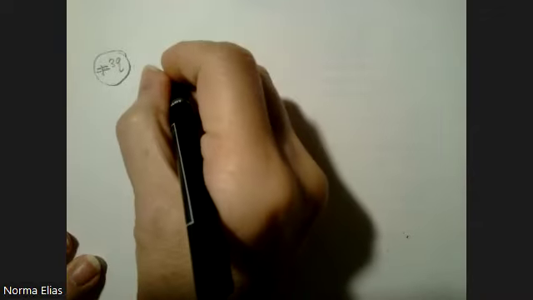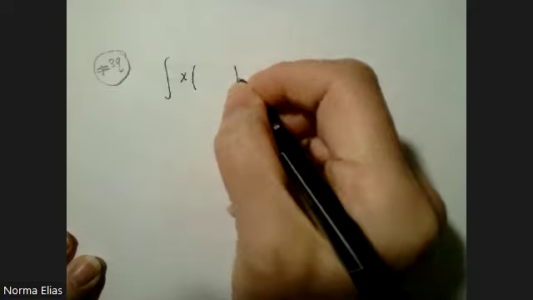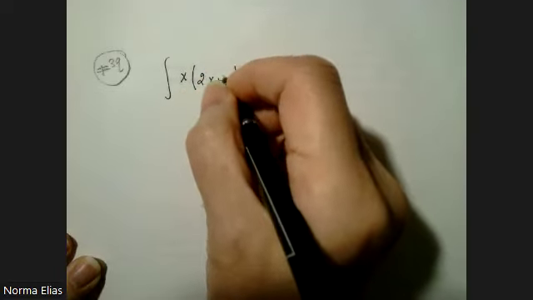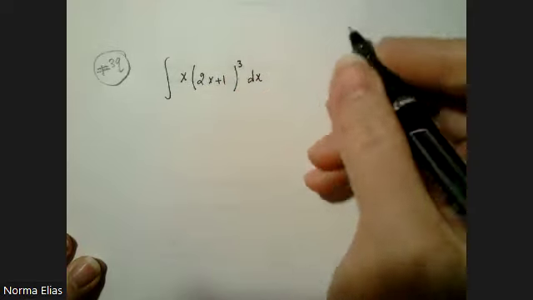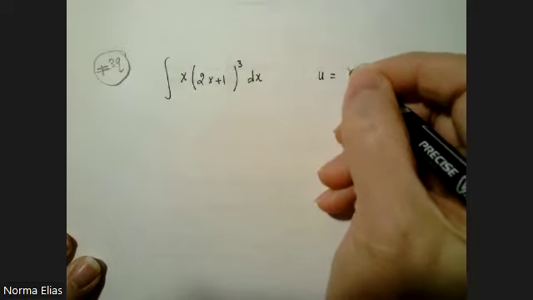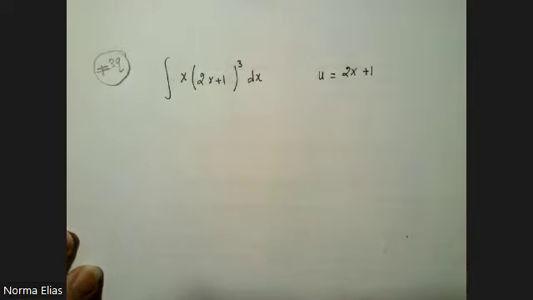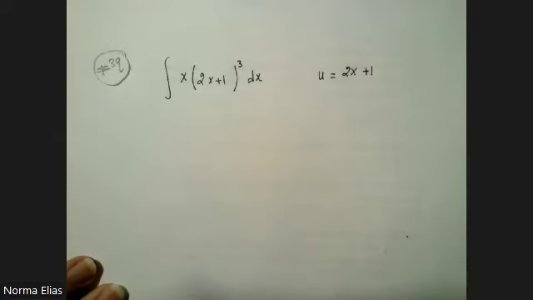Find the integral of x times (2x plus 1) to the power 3 dx, and u equals 2x plus 1. Oh, that's 3J? Very good. All right, so let's do that.